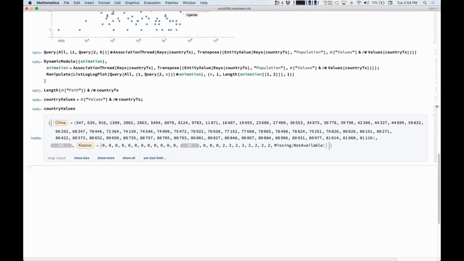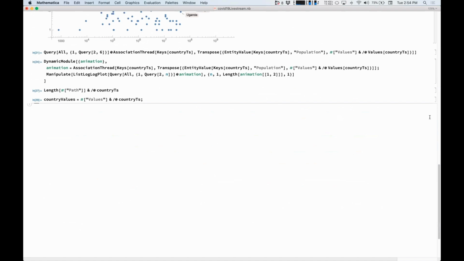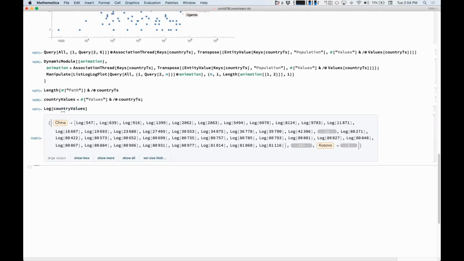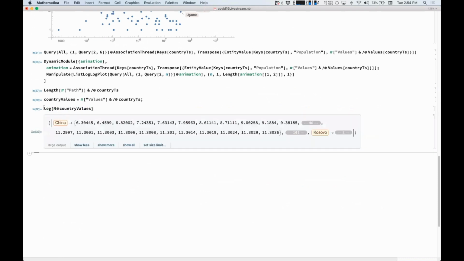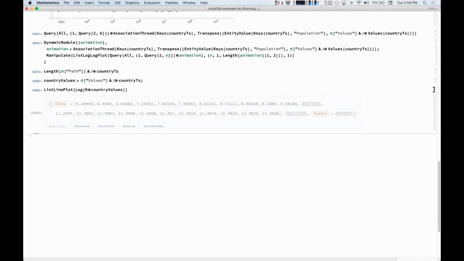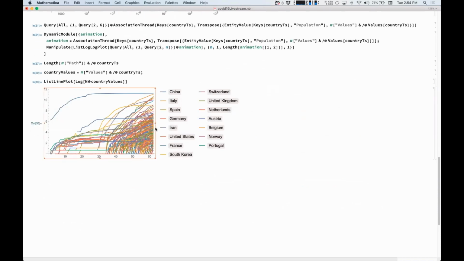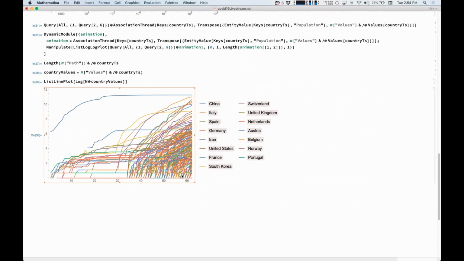Okay. So now we want to look at growth rates. So now let's try. I think the obvious growth rate is just ratios, day-to-day ratios. But sure, why don't we first start with just the log plot, and then we'll go from there. So if I just say list line plot of this, this is the most basic thing. Okay, this is a mess.